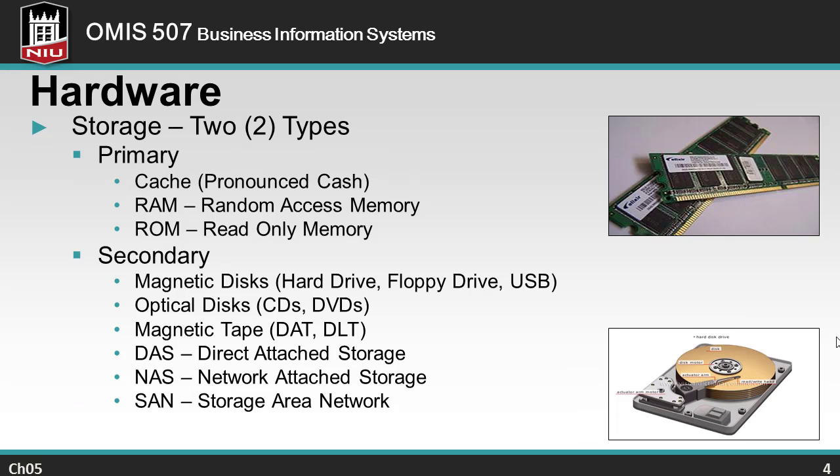Data storage within a computer comes in two major categories. Primary cache includes RAM, or random access memory, and ROM, or read-only memory. Secondary storage includes magnetic disk hard drives and optical disks like CDs and DVDs, with which you are probably familiar. Larger organizations also use magnetic tape, typically for data backup, along with network solutions including direct attached storage, network attached storage, and storage area networks.